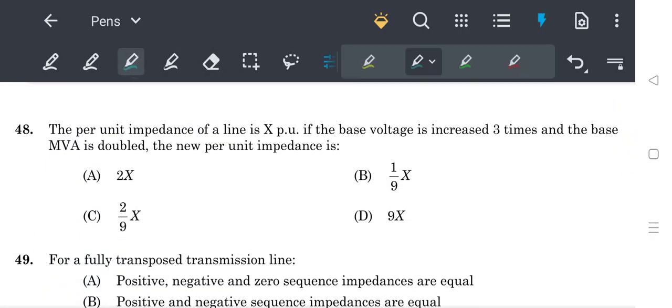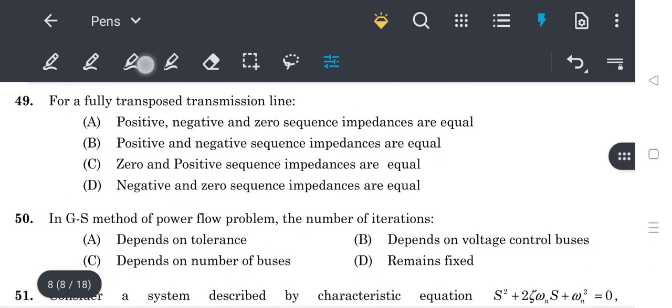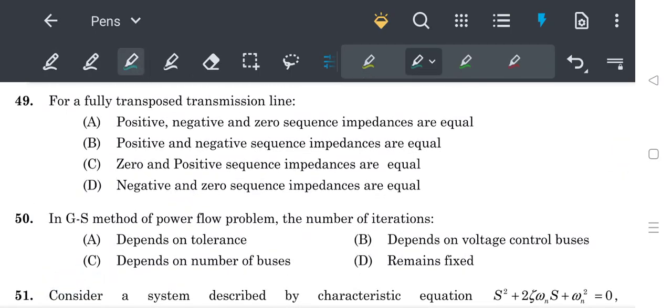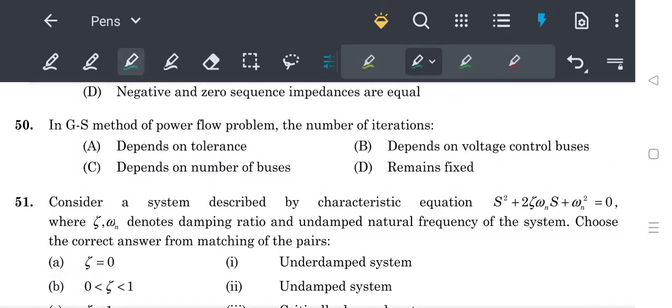The per unit impedance of a line is X PU. If the base voltage is increased 3 times and the base MVA is doubled, the new per unit impedance is option C, 2/9 X. Next one, for a fully transposed transmission line, option B, positive and negative sequence impedances are equal. Next one, in a GS method of power flow problem, the number of iterations depends on the number of buses.